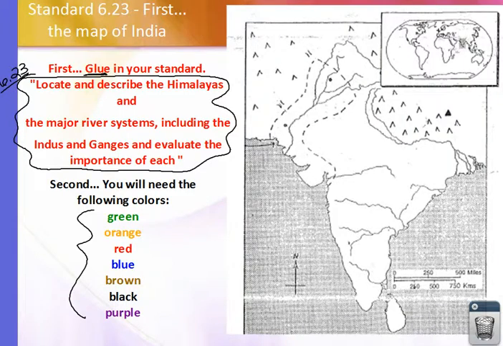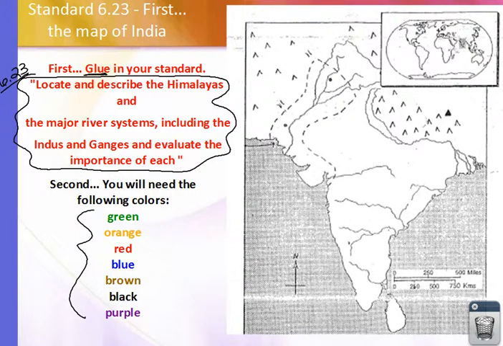The materials that you're going to need are glue, a pair of scissors, and the following colors: green, orange, red, blue, brown, black, and purple. Now remember, if you need to stop this video at any point to catch up with me or to get what you need, you may do so. Then start the video back when you're ready. Or if you don't hear something I said to do, you can always rewind it and re-listen to it.